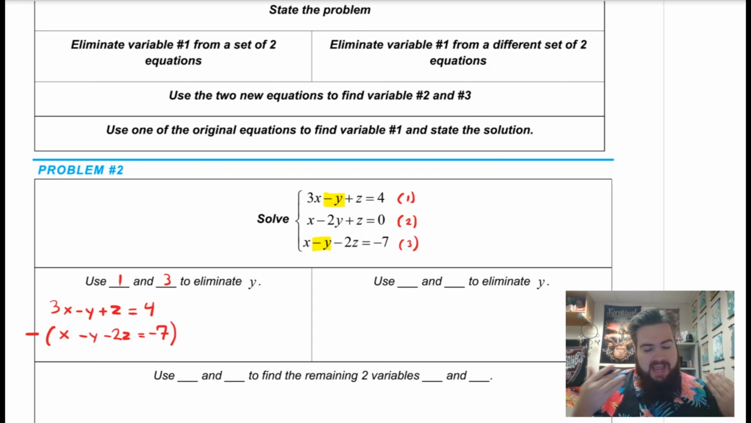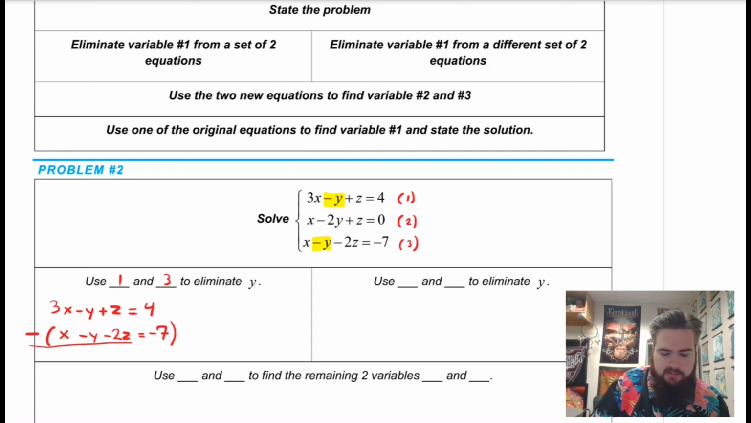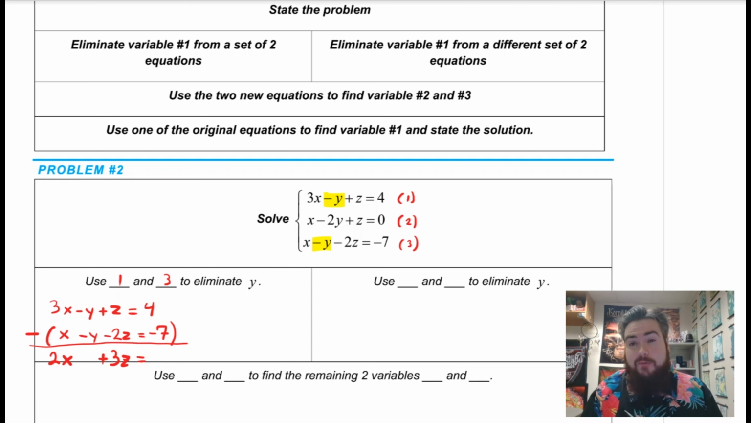If I do that, though, everything will thus need to be subtracted in that order. So 3x minus x will give us a total of 2x. Negative y minus a negative y will give us a total of 0. Z minus a negative 2z will then give me plus 3z. And 4 minus a negative 7 for the constant term on the right side would be 4 plus 7, or 11.